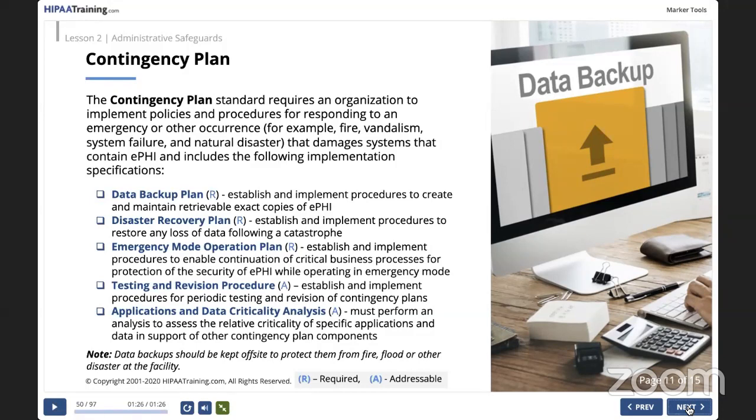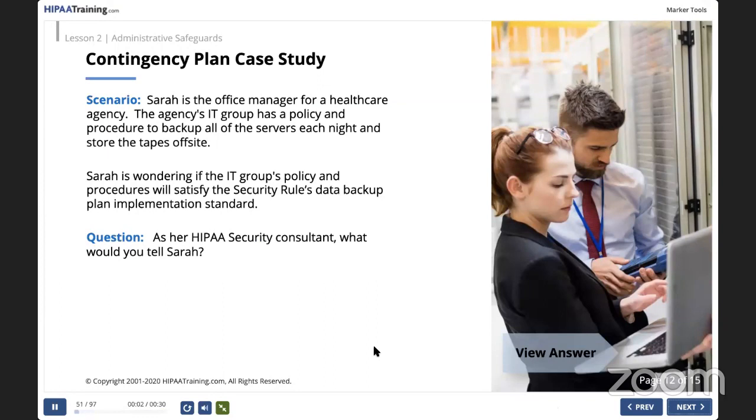Contingency plan case study. Scenario. Sarah is the office manager for a healthcare agency. The agency's IT group has a policy and procedure to back up all of the servers each night and store the tapes off-site. Sarah is wondering if the IT group's policy and procedures will satisfy the security rule's data backup plan implementation standard. Question. As her HIPAA security consultant, what would you tell Sarah?